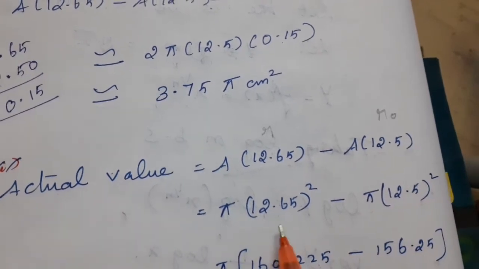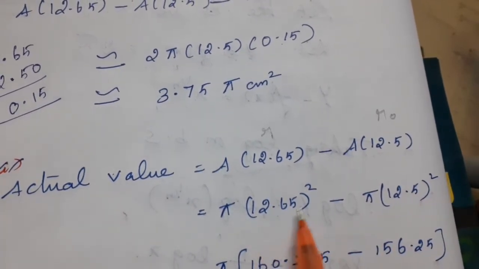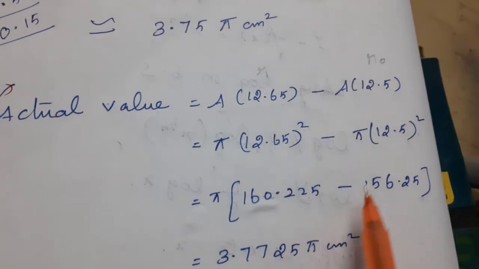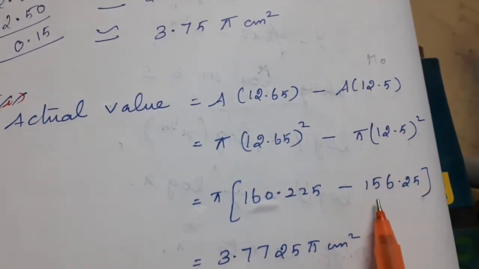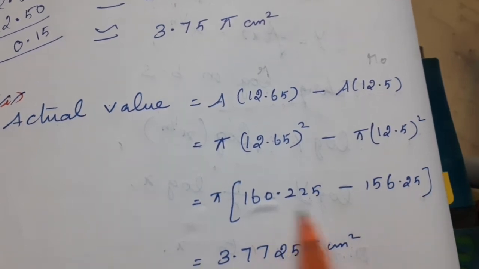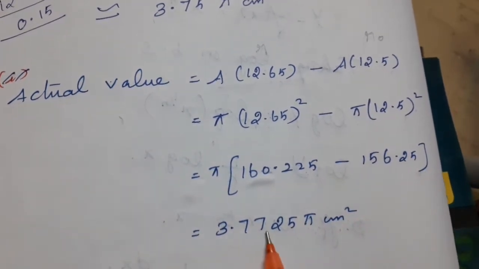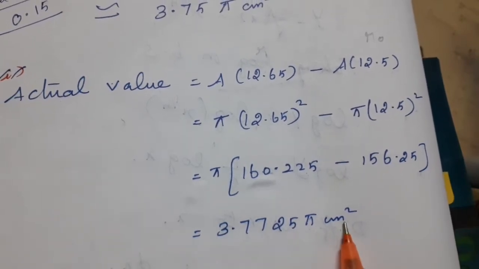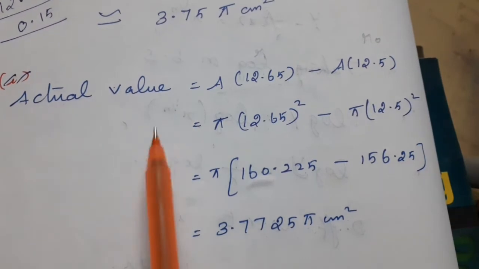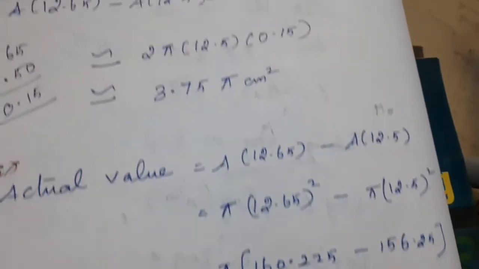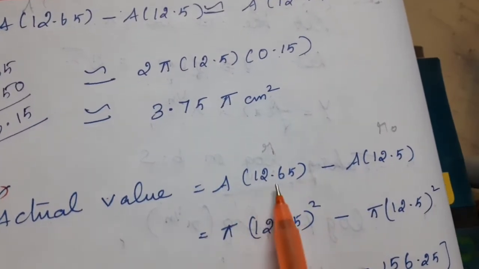Taking pi common, 12.65 into 12.65 is 160.225. Minus 12.5 into 12.5, which is 156.25. After subtracting we get 3.7725 pi centimeter square. Therefore the actual value is 3.7725 pi centimeter square, the area of the bigger measurement.